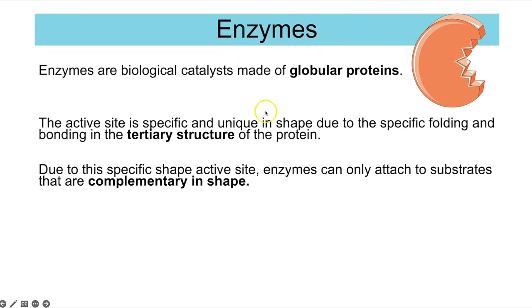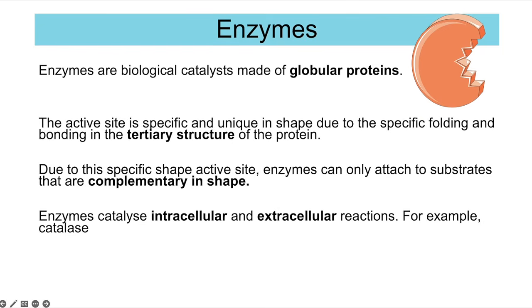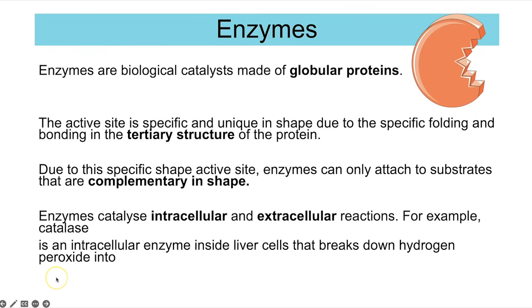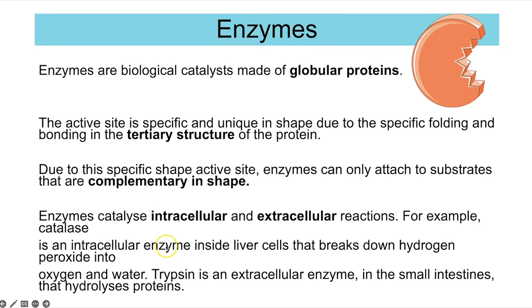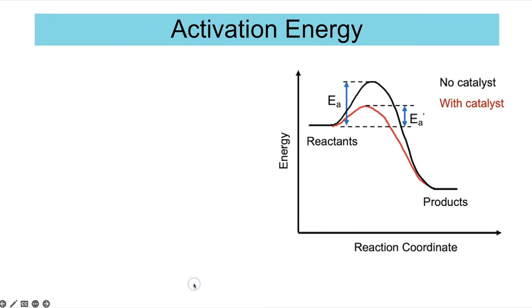Due to this specific shape, they get an active site that is unique, which will be complementary in shape to only one substrate. So that means enzymes are specific, they'll only catalyse one particular reaction. And that could be intracellular or extracellular reactions. So for example, catalase is an intracellular enzyme inside of liver cells that breaks down hydrogen peroxide into oxygen and water, whereas trypsin is an extracellular enzyme in the small intestines that hydrolyzes proteins.